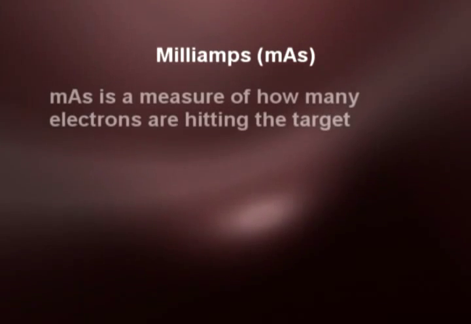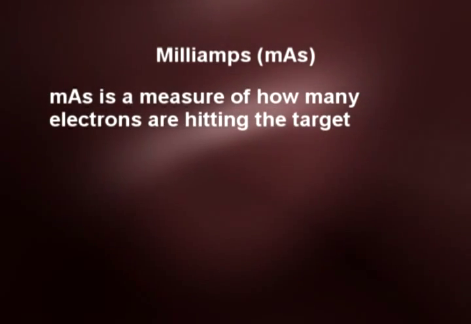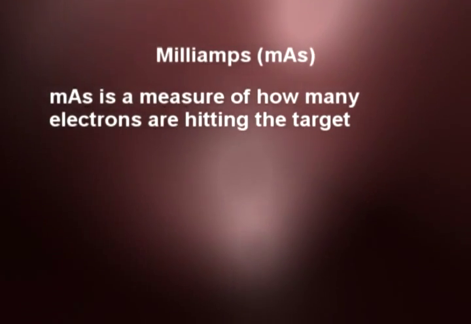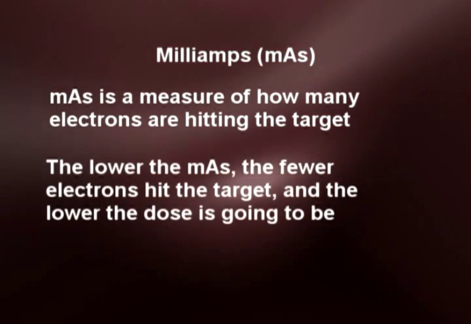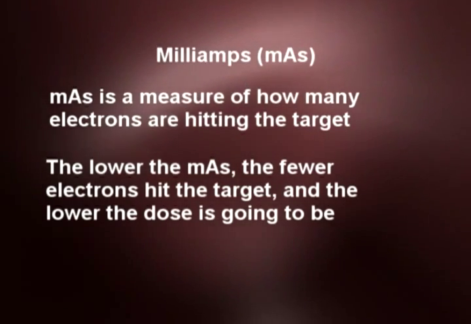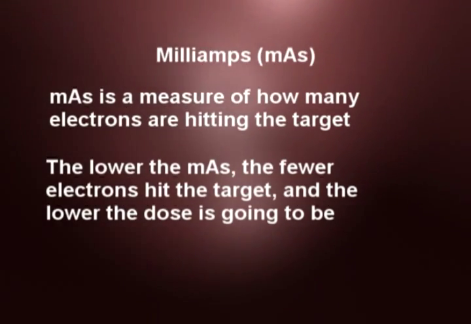The last factor that really has a bearing on X-ray dose is the milliamp seconds, or mAs. mAs is just a measure of how many electrons are hitting the target, and since each electron can produce an X-ray, the lower the mAs, the fewer the electrons that hit the target, and the lower the dose is going to be. So that one actually makes sense, even at first thought. So again, increase the kVp, increase the filtration, decrease the mAs. All of these things will result in a lower radiation dose for you or for whoever else is exposed to the radiation.